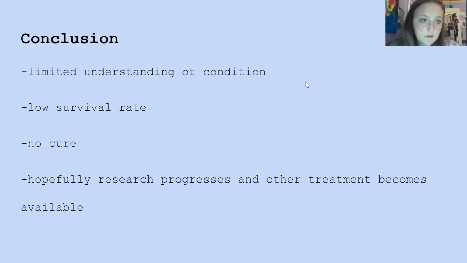Go to the next slide. Conclusion. So as we know, there's limited understanding of this condition, a low survival rate, no cure, and research being conducted now. Hopefully a treatment becomes available to either reverse the effects of the error in meiotic division or to increase the survival rate of the babies that do have it.